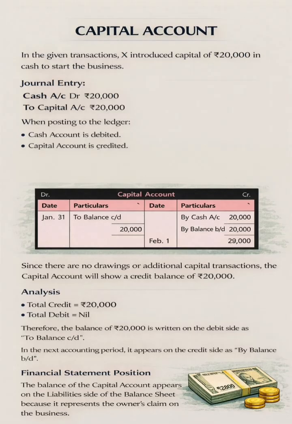balance of 20,000 rupees. So, total credit is equal to 20,000 rupees. Total debit is equal to nil. Therefore, the balance of 20,000 rupees is written on the debit side as to balance carried down. In the next accounting period, it appears on the credit side as by balance brought down. Financial statement position. The balance of the capital account appears on the liabilities side of the balance sheet because it represents the owner's claim on the business.